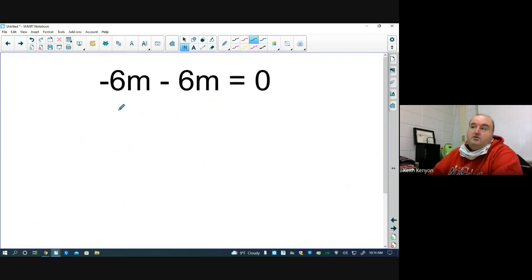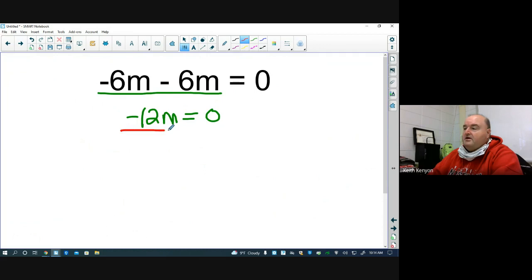Okay, so this one's kind of one of these tricky looking ones here. So I have negative 6m minus 6m equals 0. So again, they're both on the same side, so I'm going to combine them. Negative 6 minus 6 is negative 12. All right, and again, I want to get m by itself, so I'm going to divide now by negative 12. This looks a little weird. Negative 12's cancel, leave me with just my m.